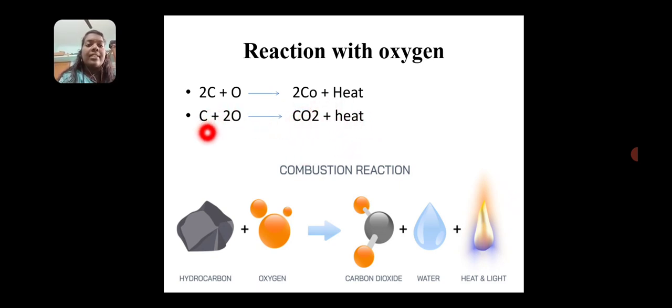The second reaction is called the combustion reaction, in which hydrocarbons react with oxygen and provide carbon dioxide, and release heat energy. So this is the simple equation to explain this combustion reaction. It is one of the chemical properties of carbon.